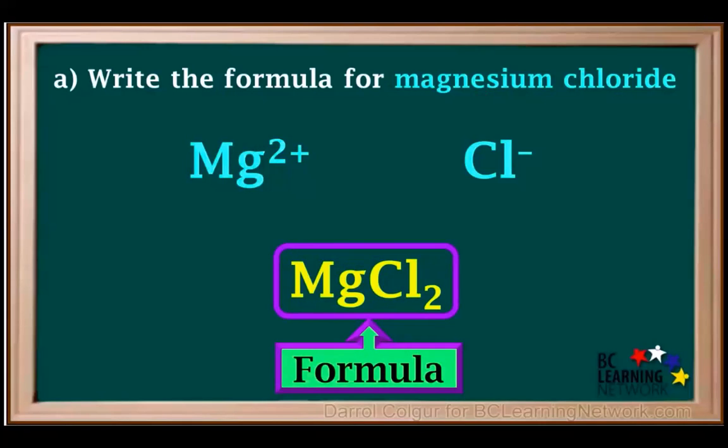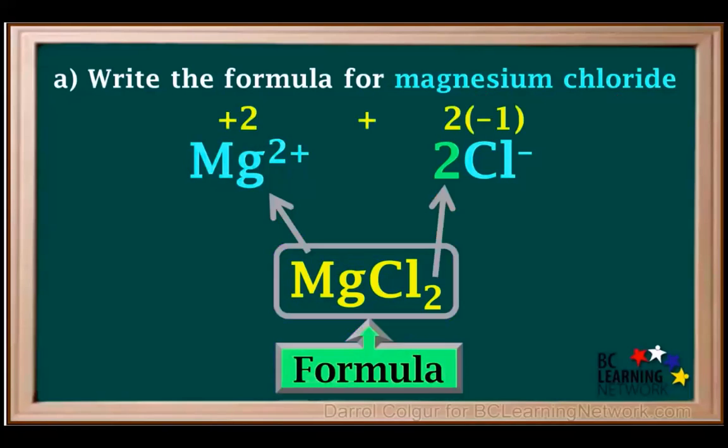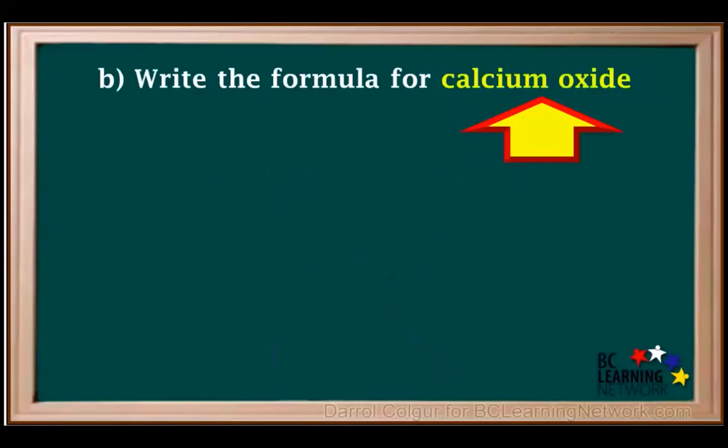We'll check the charges to verify that this formula is correct. We have 1 Mg 2 plus ion and 2 Cl minus ions. So the total charge is positive 2 plus 2 times negative 1, or positive 2 plus negative 2, which is equal to 0. So the formula MgCl2 is correct. Example B asks us to write the formula for calcium oxide.